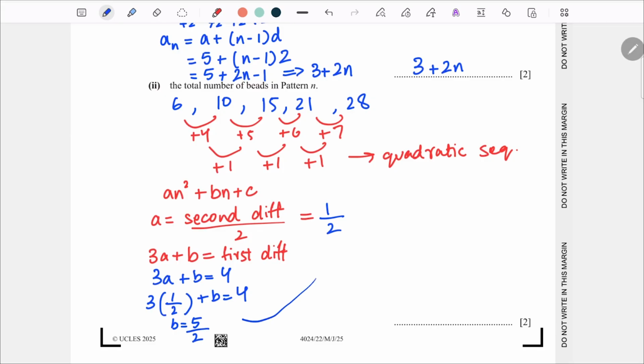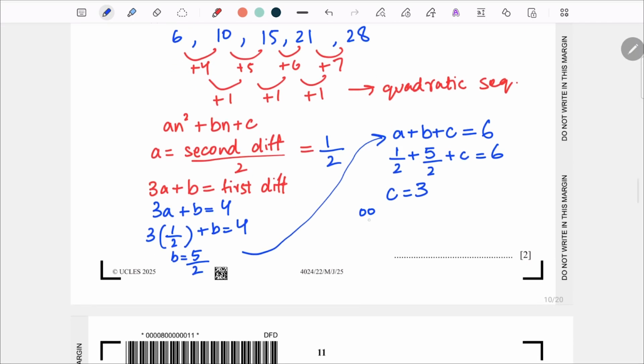Then we'll find c. In order to find c, we'll use the general equation a plus b plus c, which is equal to the first term. The first term of the sequence is 6, so we'll put 6 here. The value of a was 1 divided by 2, the value of b was 5 over 2, and the value of c has to be found. This all is equal to 6. So c is equal to 3.